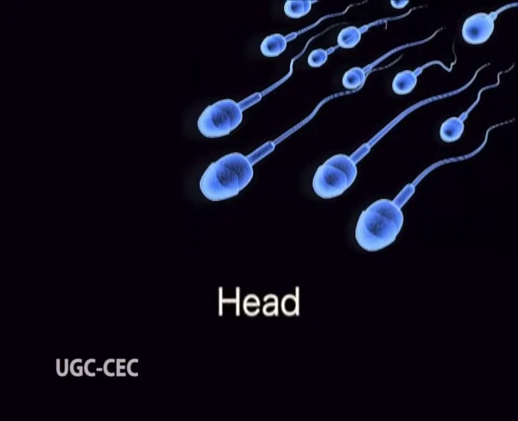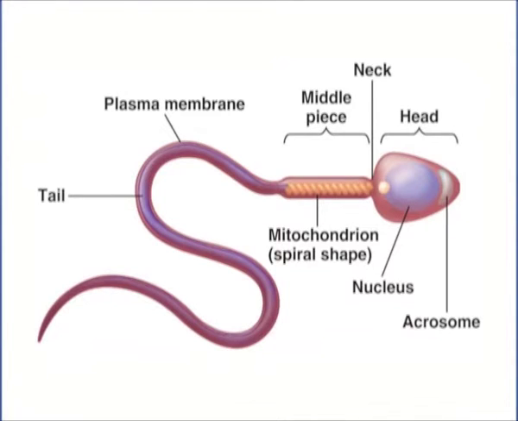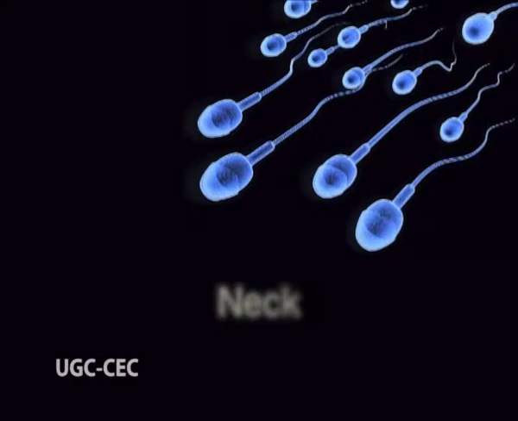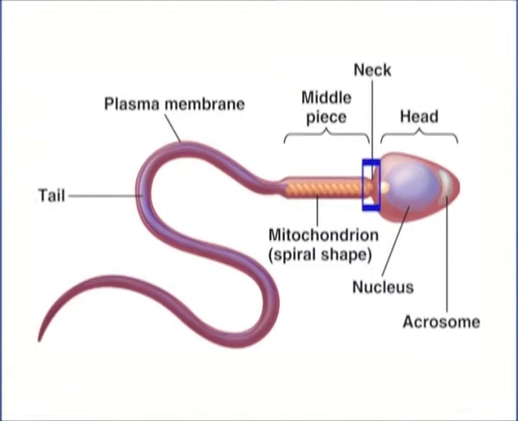A typical mammalian sperm consists of a head, neck, middle piece and tail. Head. It contains an anterior small acrosome and a posterior large nucleus. The acrosome is formed from the Golgi body of the spermatid. Neck. It is very short and is present between the head and middle piece.